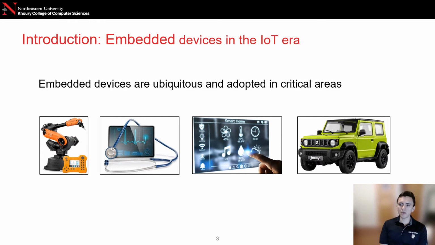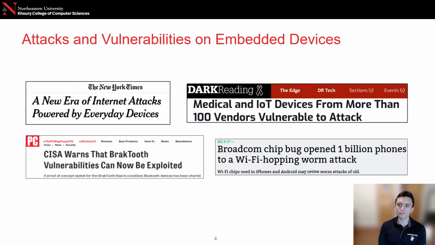So, embedded devices are ubiquitous and adopted in critical areas. For example, in intelligent factories, healthcare, smart homes, and the automotive industry. Because of the importance of these devices, they are the target of major attacks, disrupting essential infrastructure. To defend against these attacks and mitigate vulnerabilities, the security community has developed methods based on static or dynamic analysis, attestation mechanisms, and compartmentalization, which is the main topic of this project.